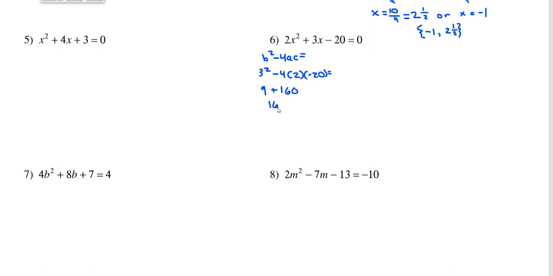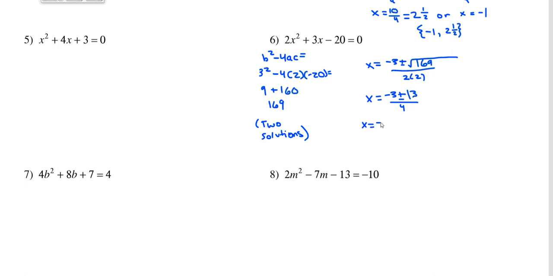Using the quadratic formula, I can find those solutions. x equals negative b plus or minus the square root of b squared minus 4ac, which is 169, all over 2 times a, 2 times 2. So that's x equals negative 3 plus or minus the square root of 169, which is 13, over 4. So x equals negative 3 plus 13 over 4, or x equals negative 3 minus 13 over 4.